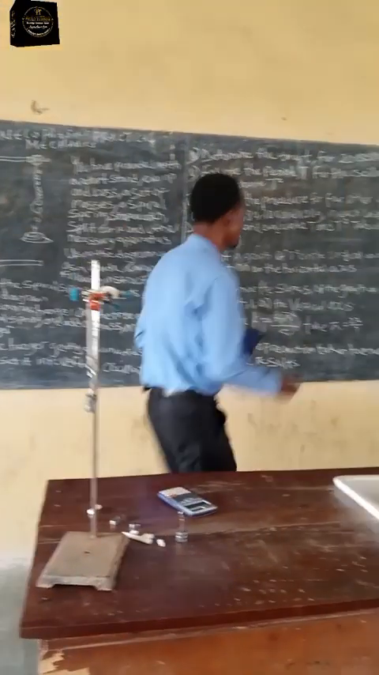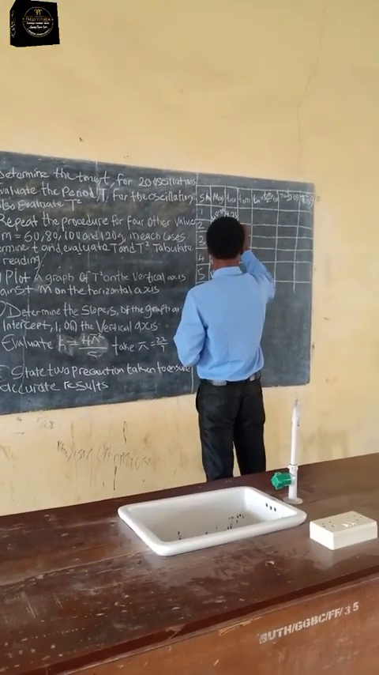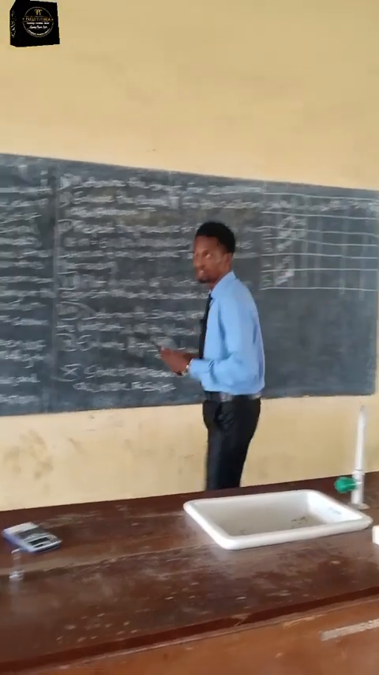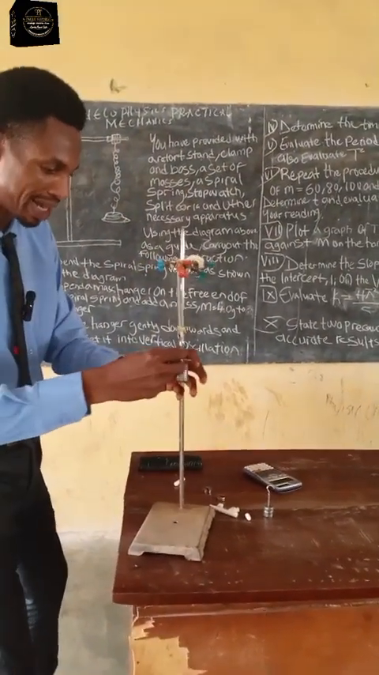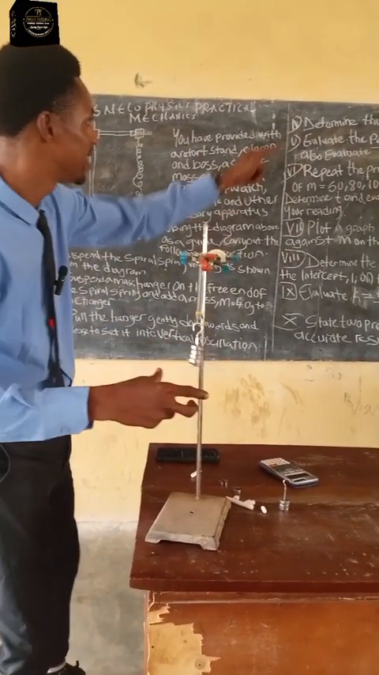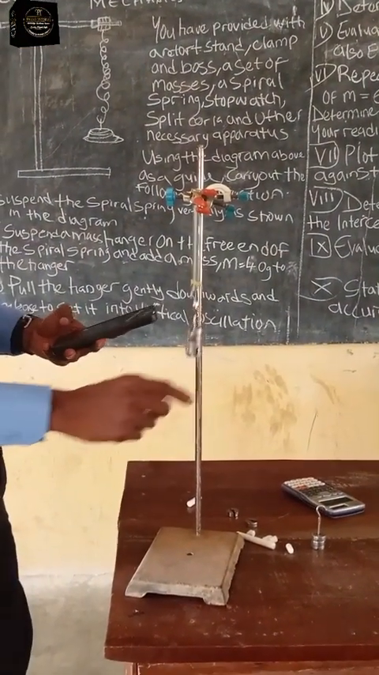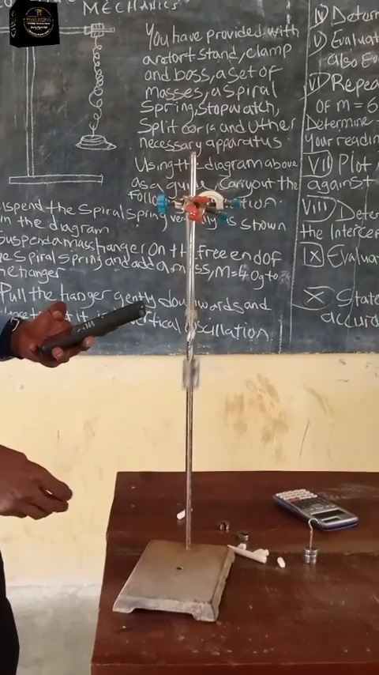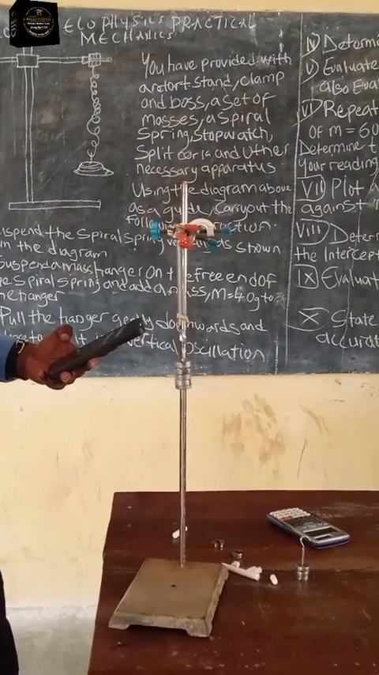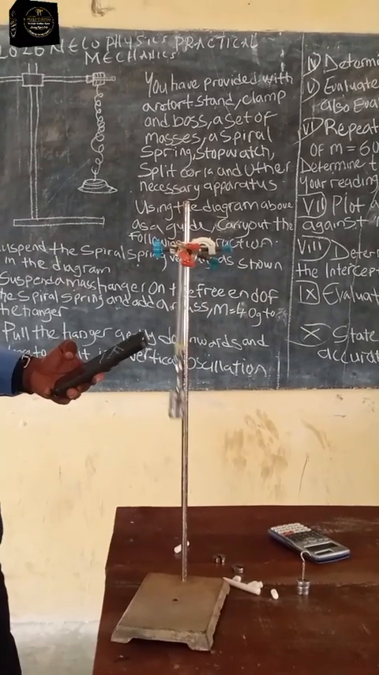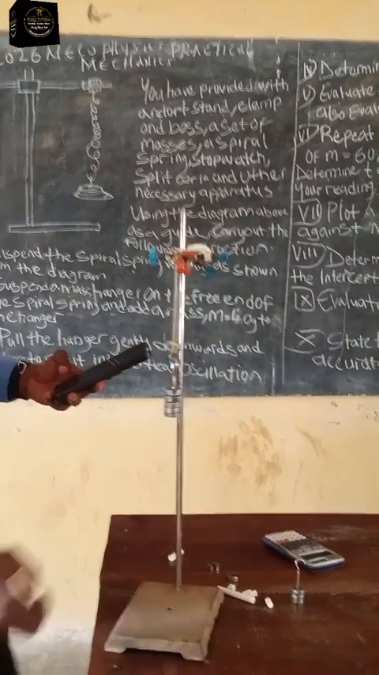So I have what, for the second one? I have 11.89. Now I'll do for the next one when I add another mass to make it 80. So I'll also do 20 oscillations. So I'm going to start now. 1, 2, 3, up to 20.